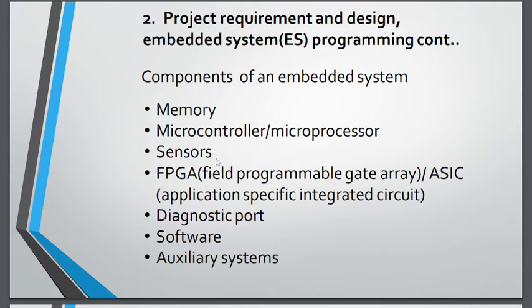So, what are the major components of an embedded system? An embedded system must have a memory, a microcontroller or a microprocessor, sensors, field programmable gate arrays, application-specific integrated circuits, diagnostic ports, software, and auxiliary systems. These are the basic components.